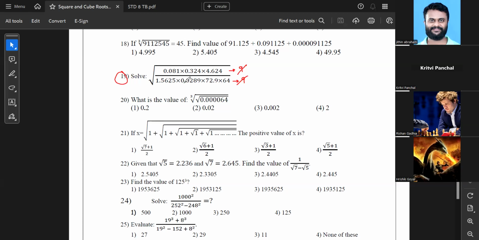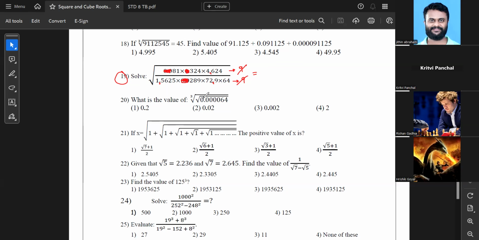Both the decimal adjustments get cancelled with each other, and you can simply ignore the decimal numbers, and your new number goes somewhat like this. Instead of 0.081, it's going to be 81. So I'll just remove the decimals. Your numbers are going to be 81 multiplied by 384 multiplied by 4,624 multiplied by 15,625 multiplied by 289 multiplied by 729 multiplied by 64. So directly take the square root, answer done.